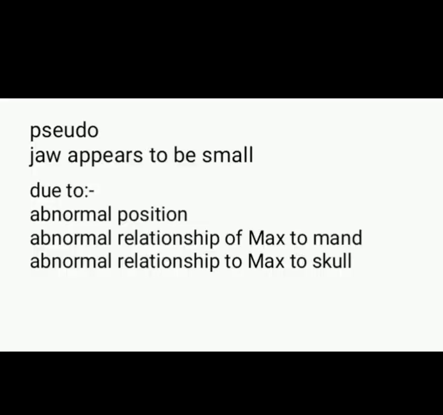In pseudomicrognathia, here you can see smaller jaw because of illusion. The jaws are of normal size but it appears to be small. So why jaws appears to be small? It is either due to abnormal position, abnormal relationship of maxilla to mandible and abnormal relationship of maxilla to skull.